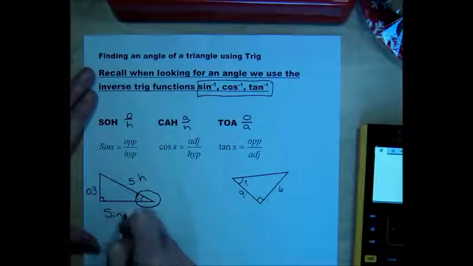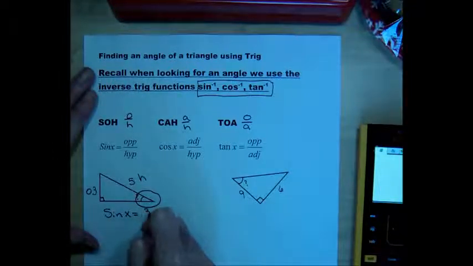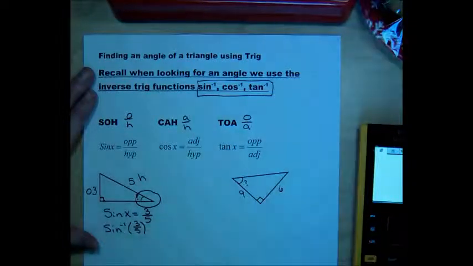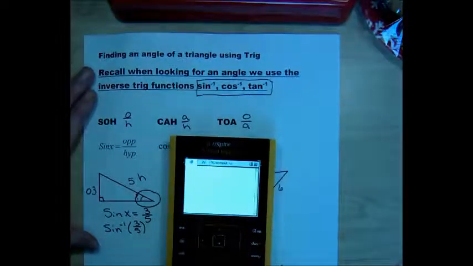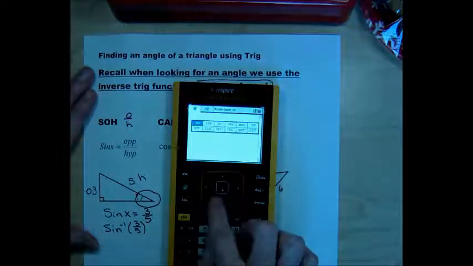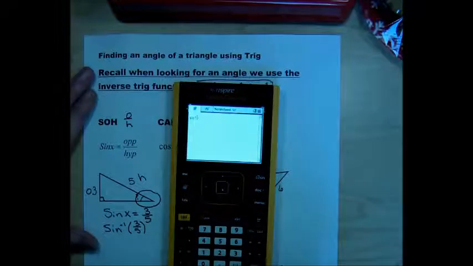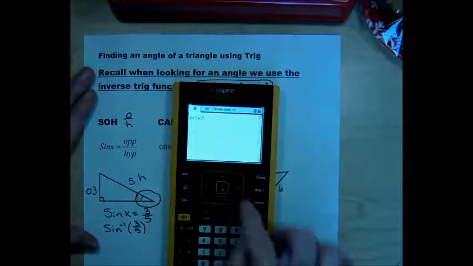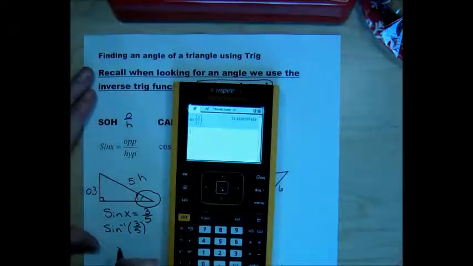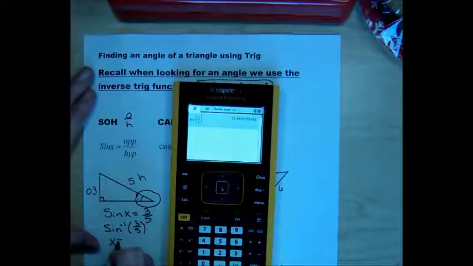So I write the sine of x, which is my angle, equals 3 over 5, which is opposite over hypotenuse. So in my calculator, I'll do the inverse sine of 3/5, that ratio. And I'm going to round to the nearest degree. That means the nearest whole number. Remember, you're going to look at the tenths place, the very first decimal. And I get 36.8, so that is going to round to 37 degrees. X equals 37 degrees.